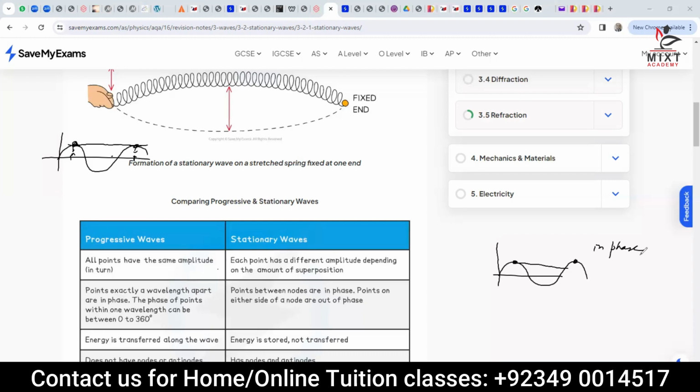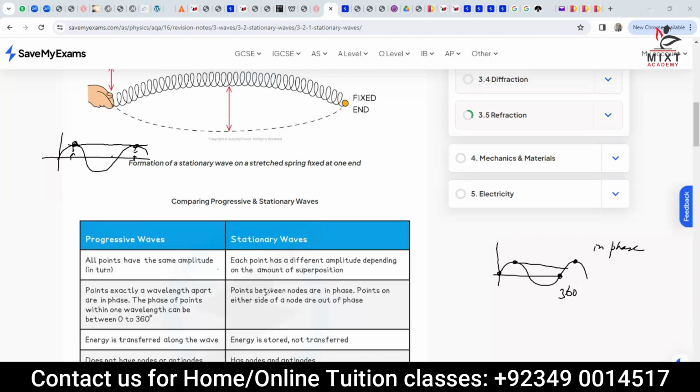So what they're saying is the point comes exactly after a wavelength, because the other point comes after one complete wave, meaning one crest and one trough will pass and then a new crest will come up. So the points are coming right after one lambda, and those points are in phase. The phase of points within one wavelength can be between 0 to 360, because if I take this one as 0 degrees, then 360 is coming at this point. So basically, you will find the in-phase distance within 0 to 360.